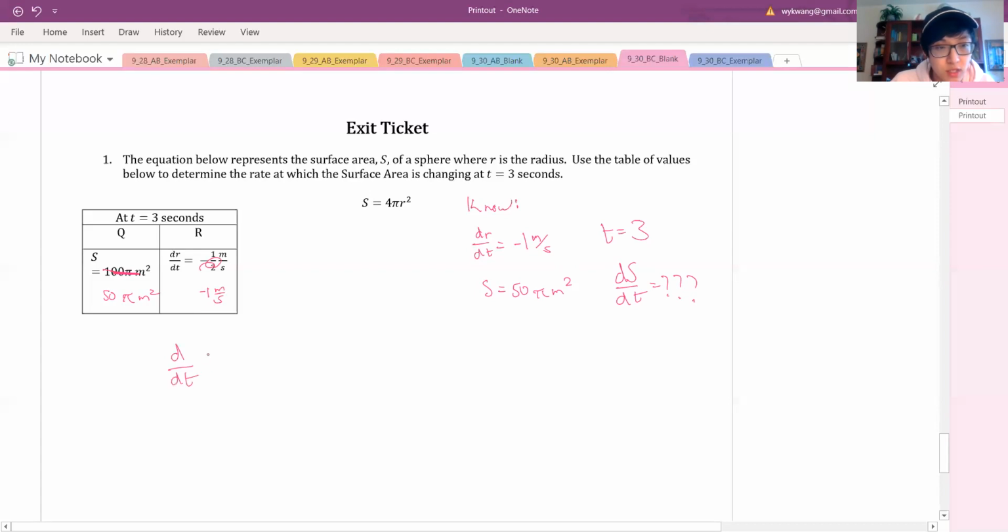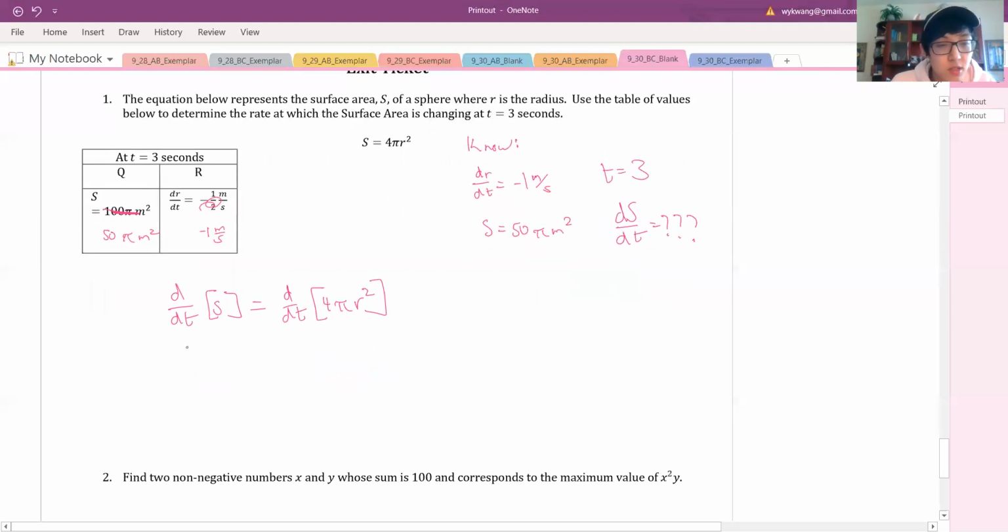So if I take d over dt of S, this will give us ds over dt is equal to d over dt of 4 pi r squared, right? So what is the derivative of S with respect to t? Well, it's going to be 1, because it's just S, but then we have to multiply by ds over dt because we're implicitly differentiating, right? So 1 times that is just ds over dt. So ds over dt is equal to d over dt of r squared.